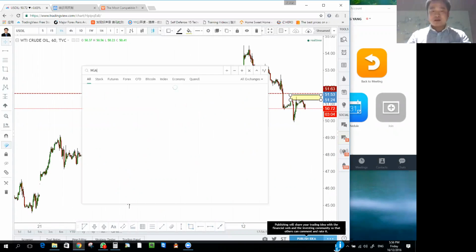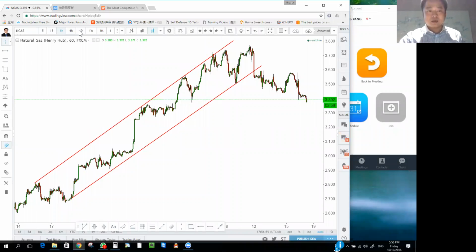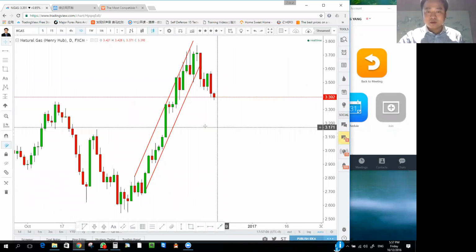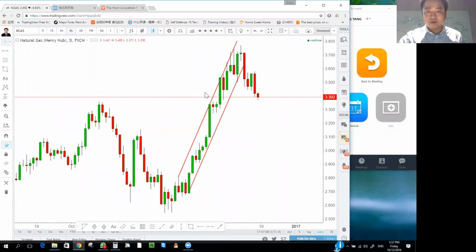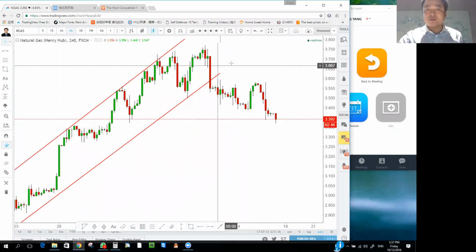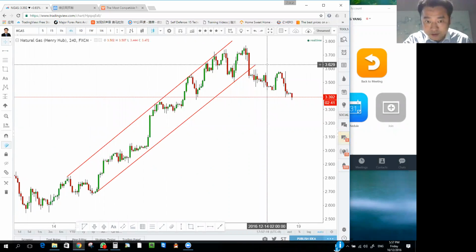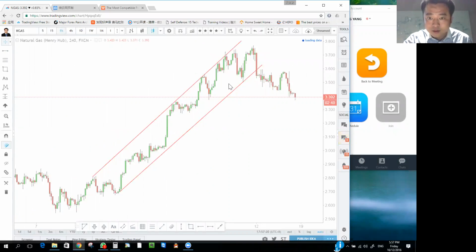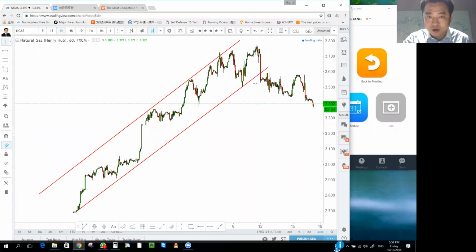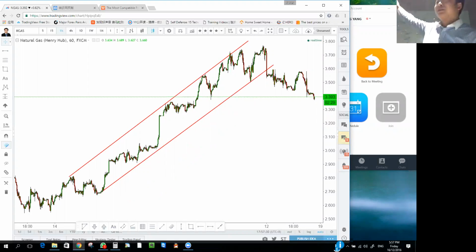All right, I think natural gas. Okay, natural gas. You mean the gap around which time frame? 4 hour. I think that gap is due to the rollover of the contract, right? I don't see a gap here. 1 hour. Okay, never mind. But natural gas, definitely, the uptrend is finished, right?